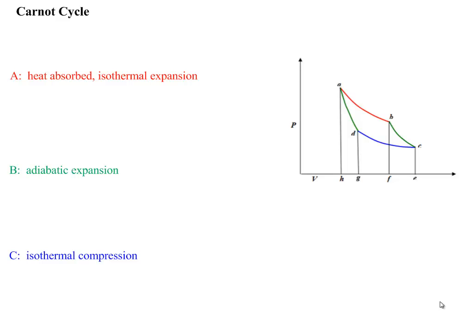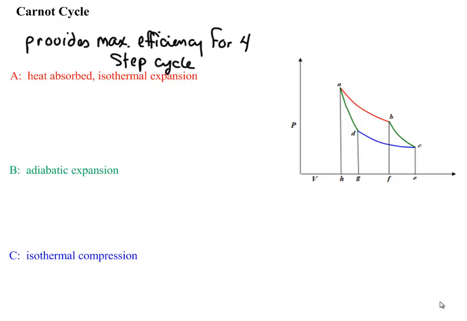Let's take a look at a Carnot cycle, which essentially walks us through a pressure-volume graph and can be used to represent either a heat engine or a refrigerant cycle. A Carnot engine provides a maximum efficiency in a 4-step cycle. If we start at position A, in this case, we have high pressure and relatively small volume.